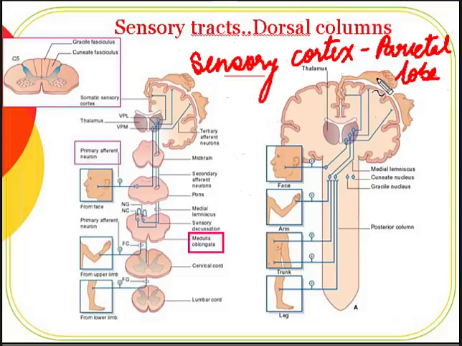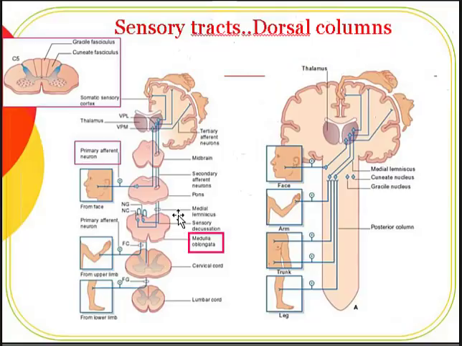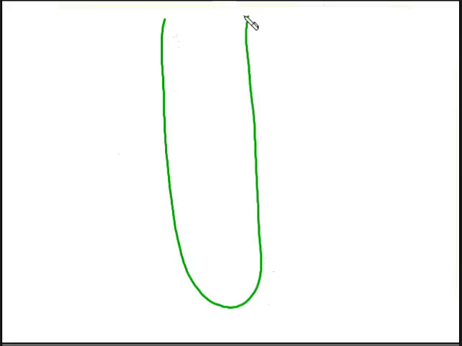Now, how this tract is formed, let's look at that. So for this, I'm going to draw a picture here so that you understand how these various parts are represented. So let's say that this is the spinal cord, and let me just do this over.